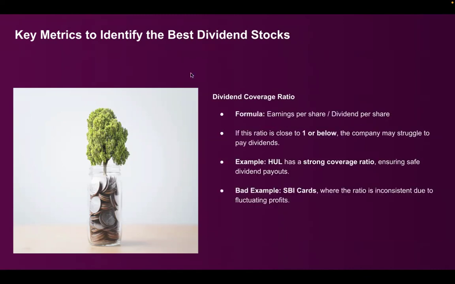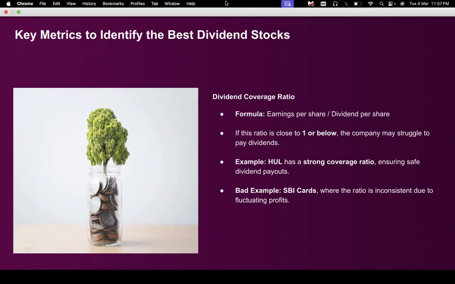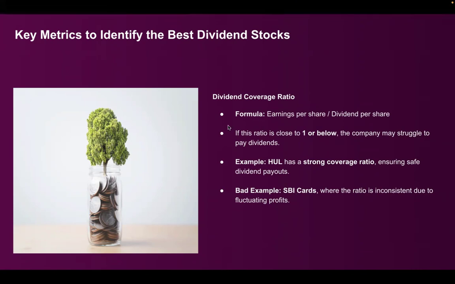The next one is the dividend coverage ratio. So what is dividend coverage ratio? How much money do they have to cover? So this is basically the reverse of dividend payout ratio. So your EPS, earnings per share, divided by dividend per share. So if it is close to 1, the company may be struggling to pay dividends. A company like HUL has a strong dividend coverage ratio. It means that you will surely get dividends every year. Whereas a company like SBI Cards does not have a proper dividend payment history because its cash flows are fluctuating.